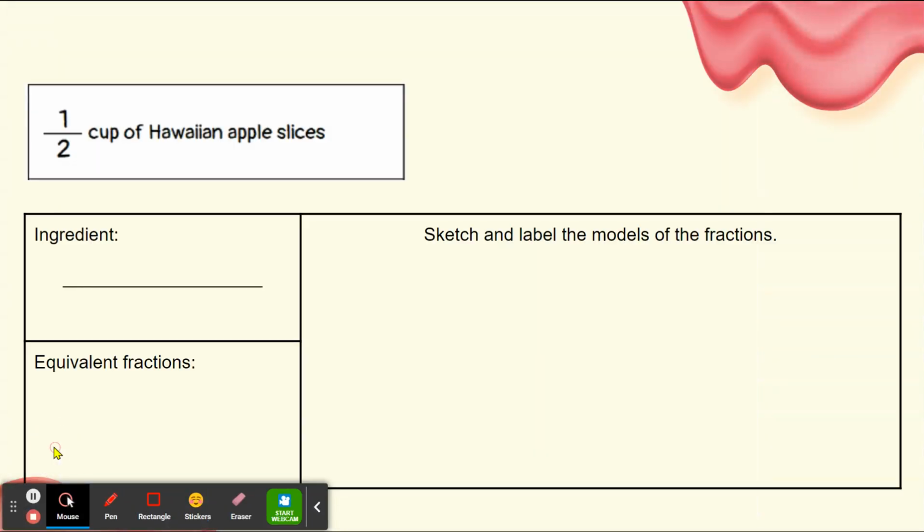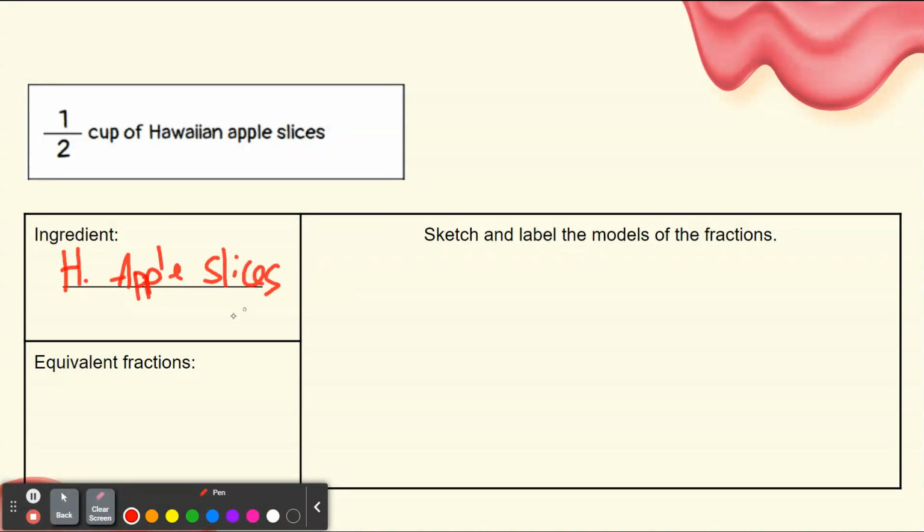Okay, let's go ahead and do this with an example. So over here, we have our example of 1/2 cup of Hawaiian apple slices. So our ingredient is going to be Hawaiian, I'm going to put an H, apple slices. Okay, so we want to find an equivalent fraction, or a fraction that is the same as 1/2 a cup. So we're going to sketch and label models to show this.